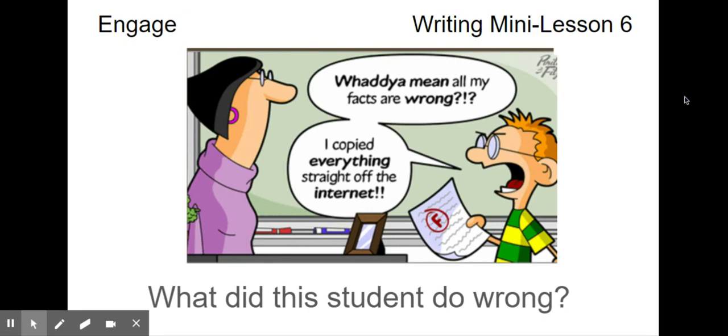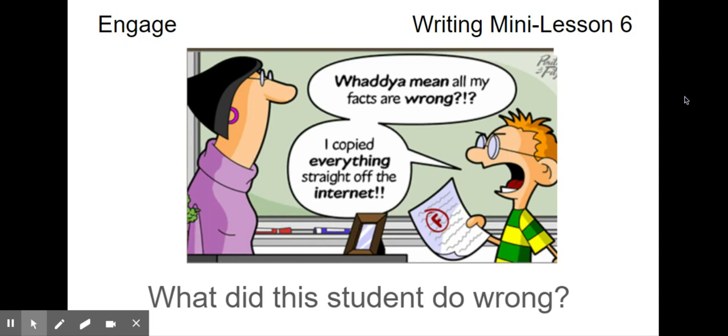The boy's saying, "What do you mean all my facts are wrong? I copied everything straight off the internet." Why do you think this would be a problem? Well, for one thing, we always need to be careful when we're gathering information from the internet, because we want to make sure that our source is reliable or that the facts that we're reading are true.